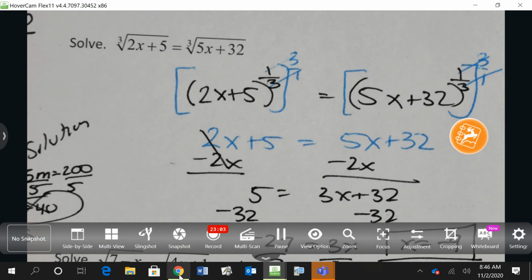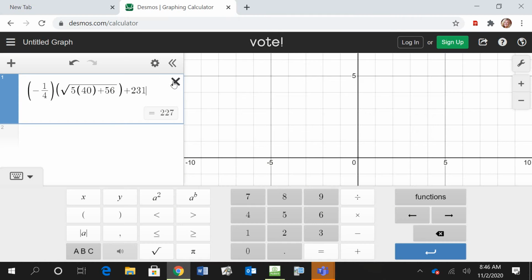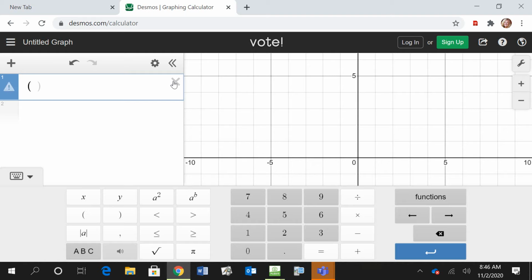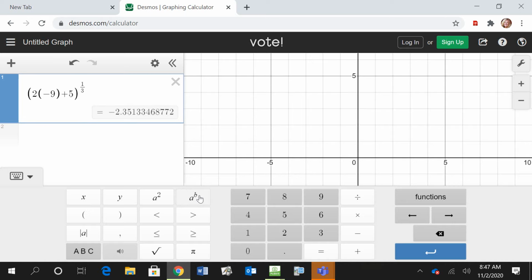Here we go. So inside was 2, and then the number was negative 9 that I was able to achieve, plus 5. Now I'm going to raise it to, if you come down here, you'll see the a to the b, I'm going to raise it to the 1/3. Okay, so I get a really ugly answer here. I get negative 2.3513, blah, blah. Okay, that's the left-hand side.